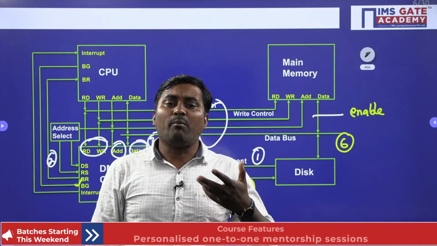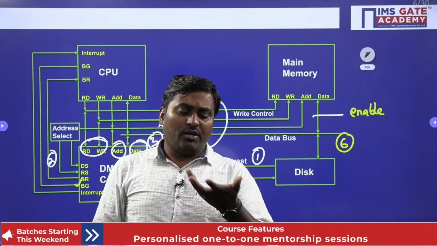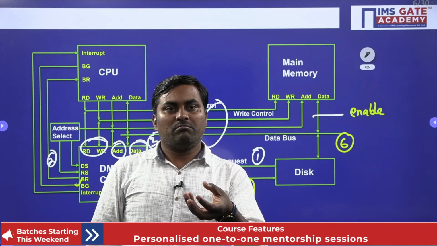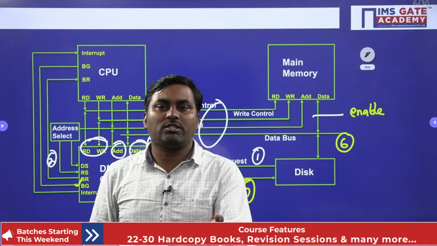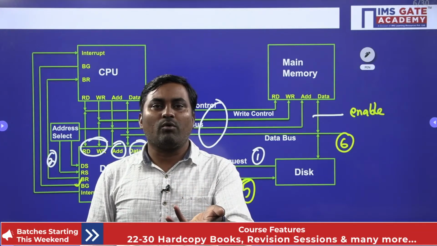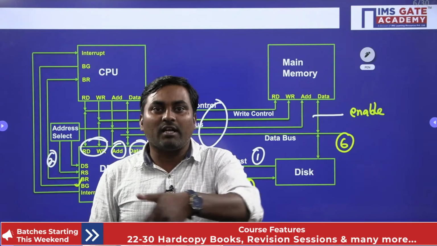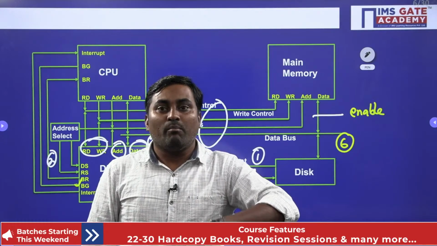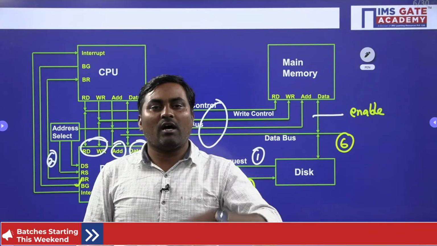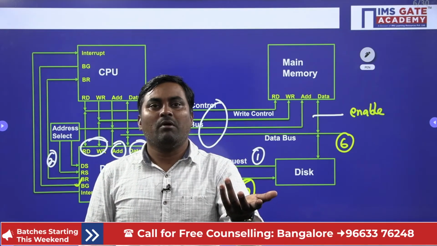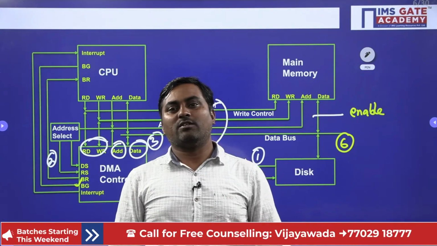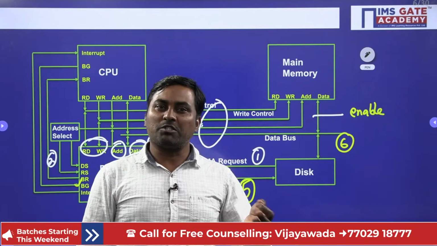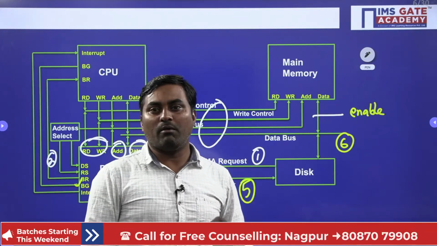Now sir, whenever the DMA controller takes control of the system bus, how long will it hold the system bus? That is based on when it releases the system bus, after what time it releases the system bus. Based on that, the DMA controller works in 3 modes. What are the 3 modes? Burst mode, cycle stealing mode, and block mode.